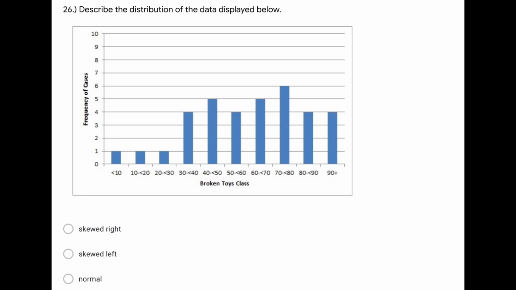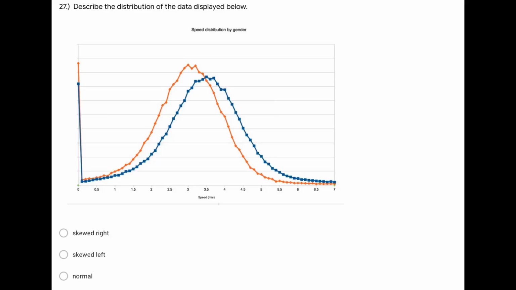Describe the distribution of the data displayed below. This data kind of goes like that. I know it does a little dip here, but that doesn't matter. It's mostly going in that direction. You need to decide if that data is skewed right, skewed left, or normal.